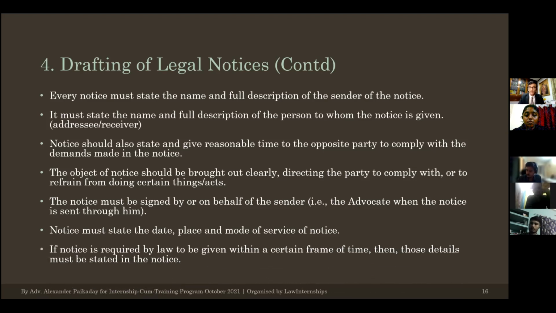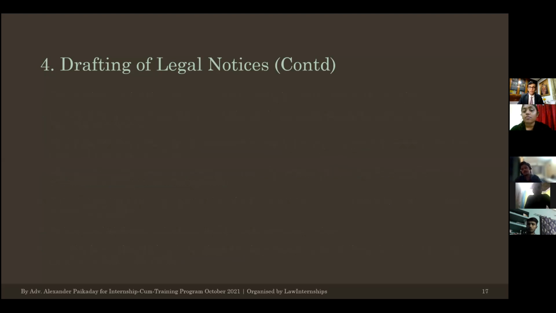If the notice is required by law to be given within a certain frame of time, those details must be stated in the notice. For example, in a legal notice under Section 138 of the Negotiable Instruments Act, the Act specifies a certain time frame that must be followed by the advocate or the person who is making the legal notice. Now, are students clear with these, or should I address certain points?